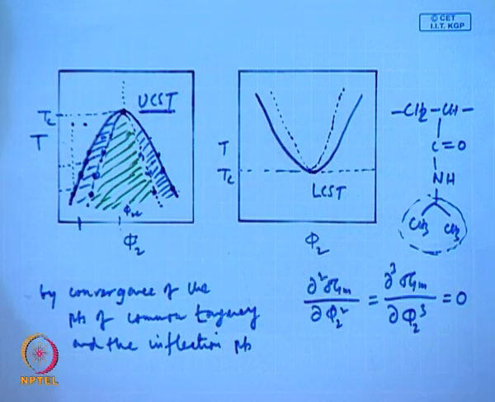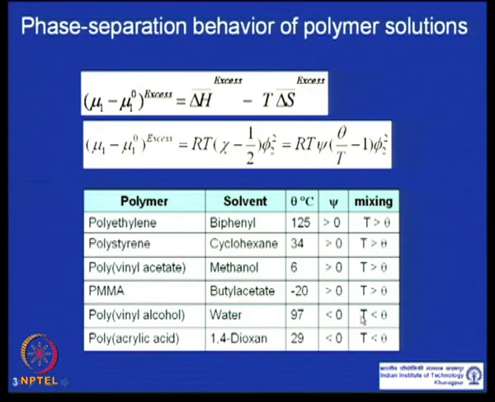Now, LCST can be observed in these two cases as well, where you have the psi parameter negative. Another example is polyethylene glycol, which can also have an LCST because you have a strong interaction between the polymer and the solvent.